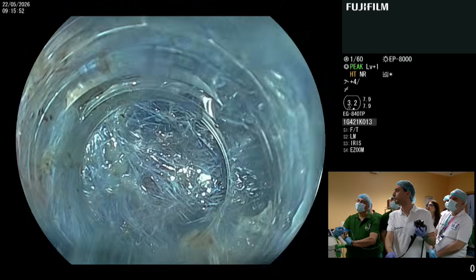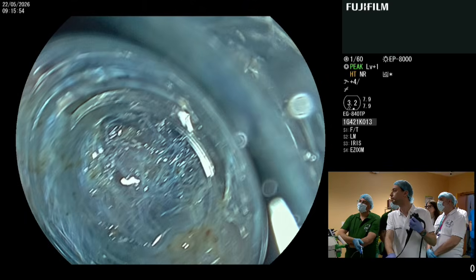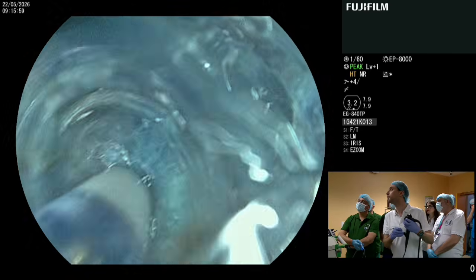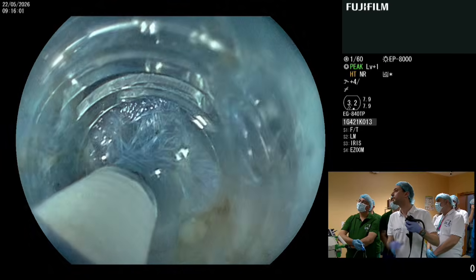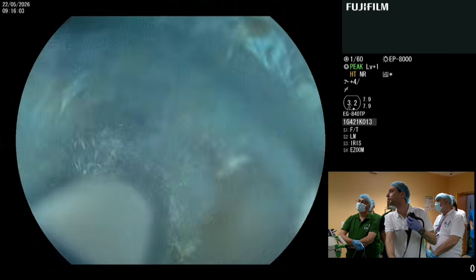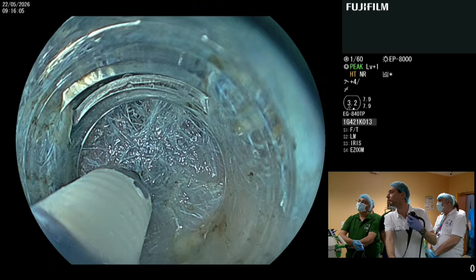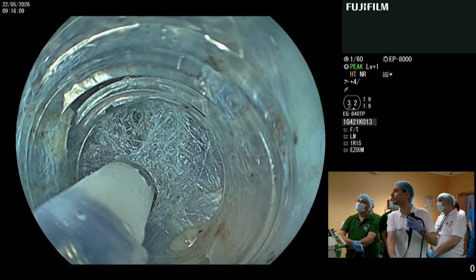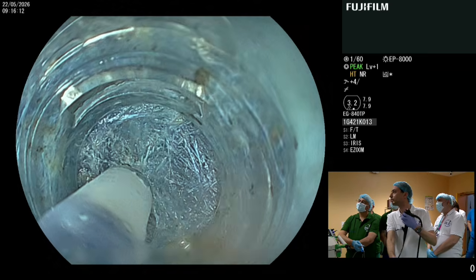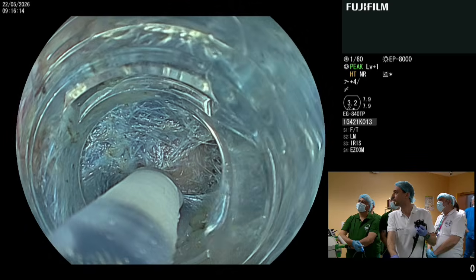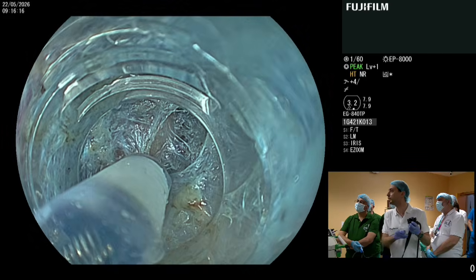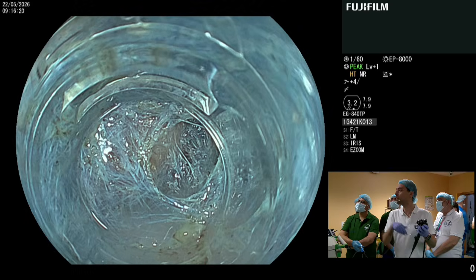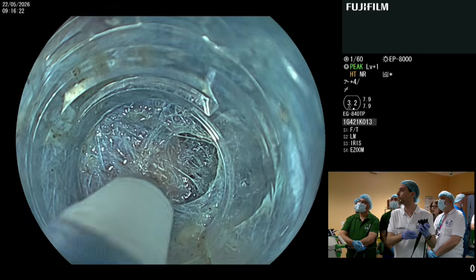We try to identify the whitish tissue of the tumor. Maybe something appears right here. Let me see if it's here. Okay, a whitish tissue appears at the middle of our screen. I suppose that this could be the tumor. Do you see it? I will touch it right now, this one.